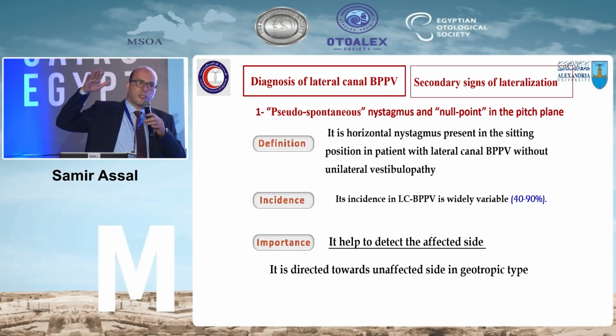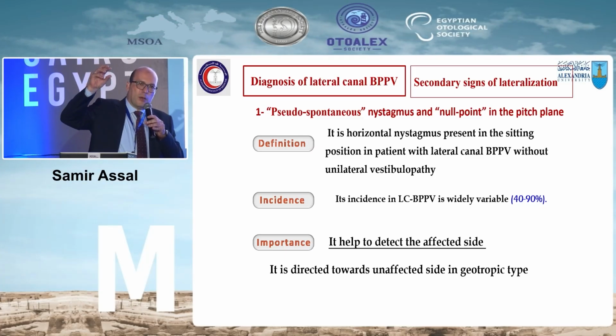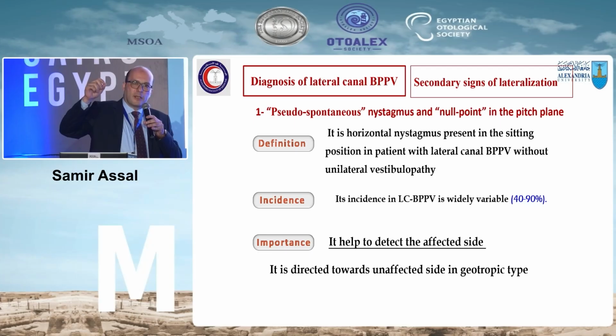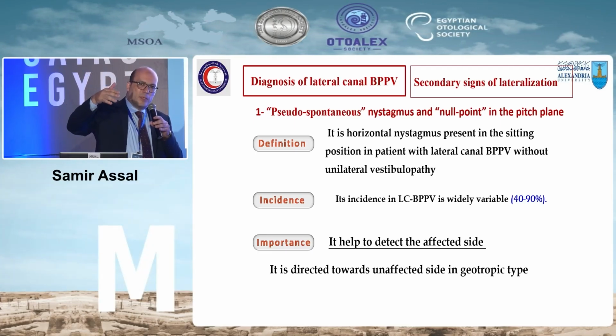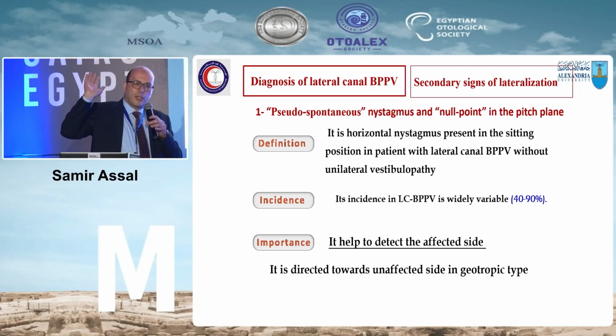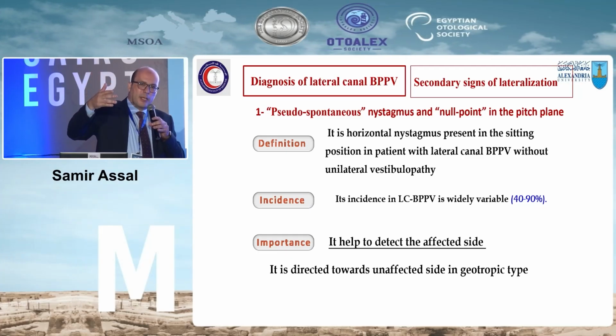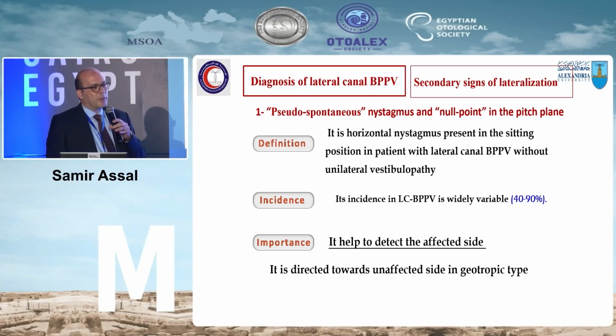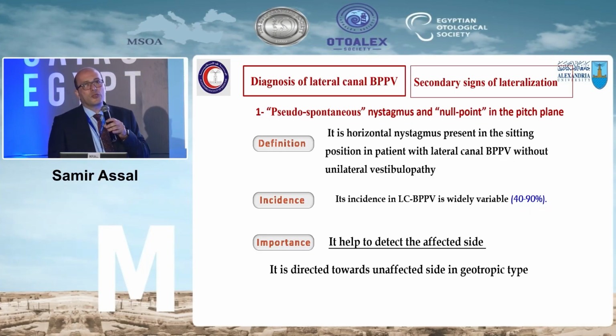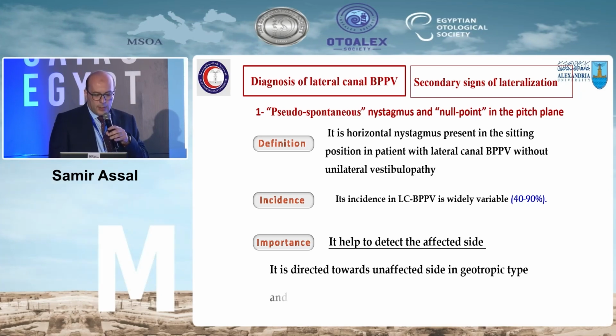So in sitting position, the otoconia, which have a specific gravity greater than the endolymph, move under the effect of gravity. In geotropic form, they move away from the utricle, and in apogeotropic form, they move towards the utricle. So the pseudospontaneous nystagmus beats toward the affected side in apogeotropic form and toward the unaffected side in geotropic form.